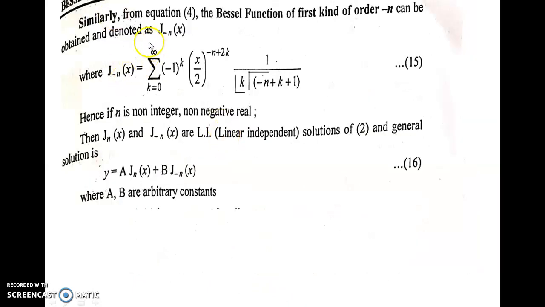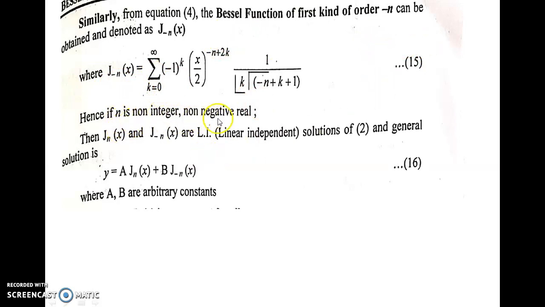Also we have equation 4. Now equation 4 will give Bessel's function of first kind of order minus n. You know that we have two roots, n and minus n. So equation 4 will give, we just change all the terms into minus n, so we get J_minus n(x). It is called Bessel function of first kind of order minus n.